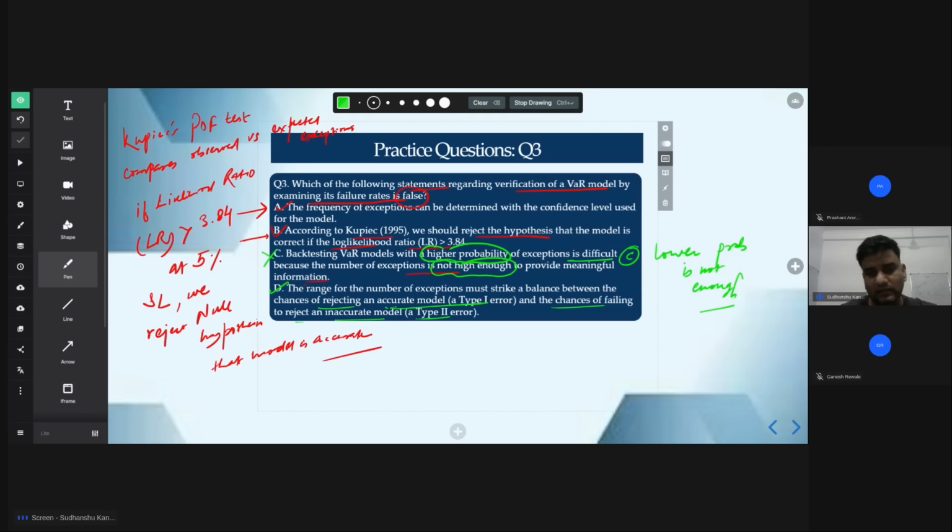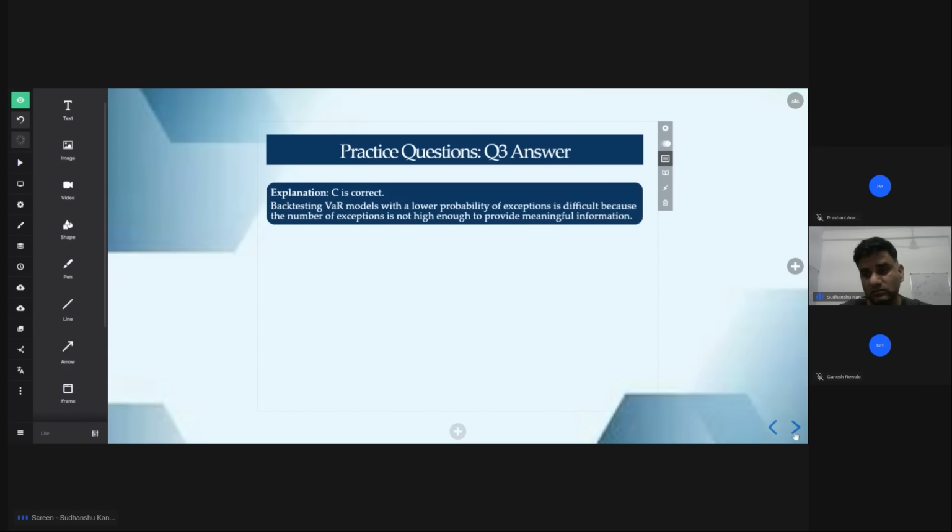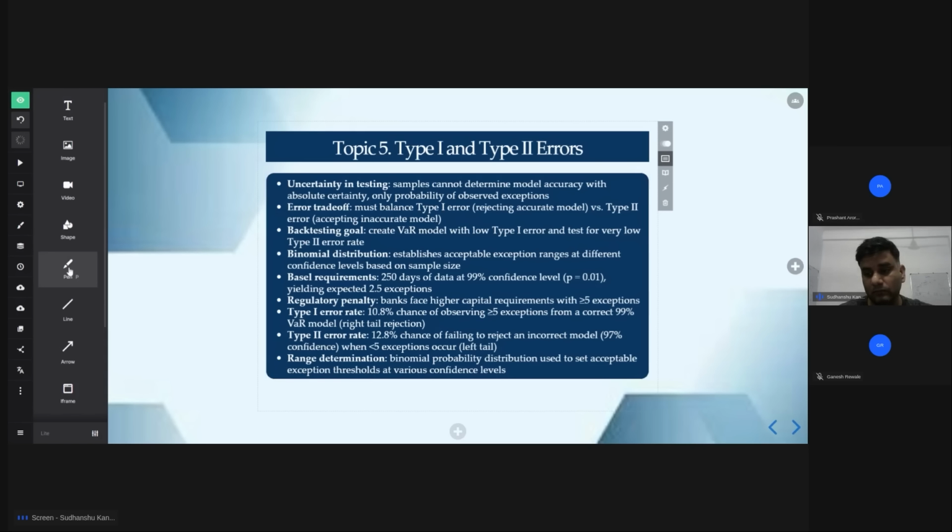Okay, so understand that. Now we go into the next part, type 1 and type 2 error. When we go into type 1 and type 2 error, we must understand what we are doing. The whole objective of studying type 1 and type 2 error is that when we backtest a VaR model, we are essentially performing a hypothesis test. A hypothesis test has a null hypothesis and an alternate hypothesis. The null hypothesis, H naught, is that the VaR model is accurate.